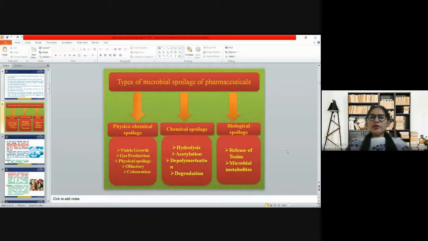Now, the types of microbial spoilage of pharmaceuticals include physiochemical spoilage, chemical spoilage, and biological spoilage. Physiochemical spoilage includes visible growth, gas production, and physical spoilage like olfactory and coloration factors. Chemical spoilage includes hydrolysis, acetylation, depolymerization, and degradation of the product. Then biological spoilage involves the release of toxins and microbial metabolites.